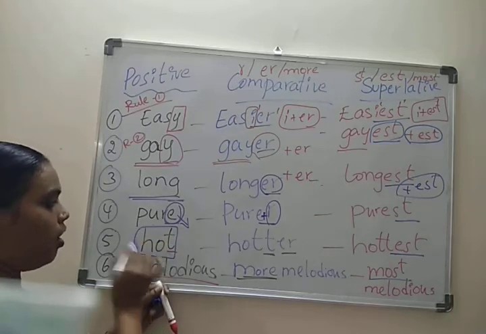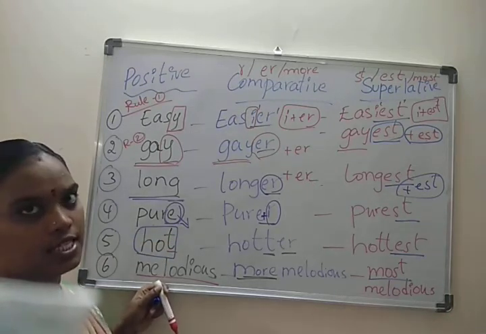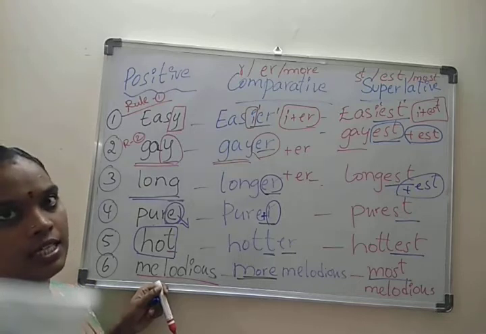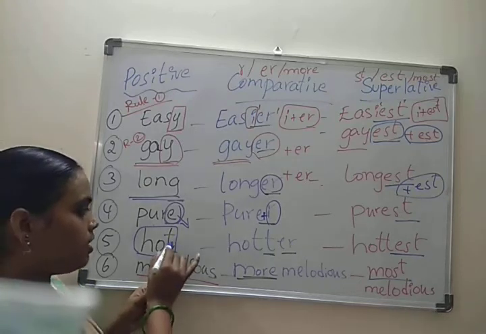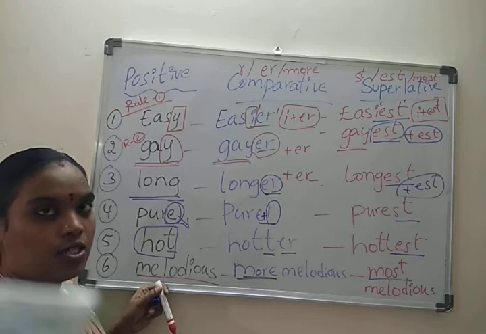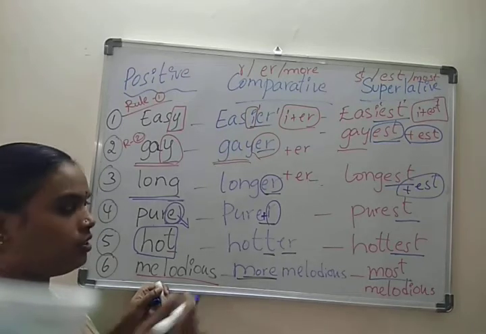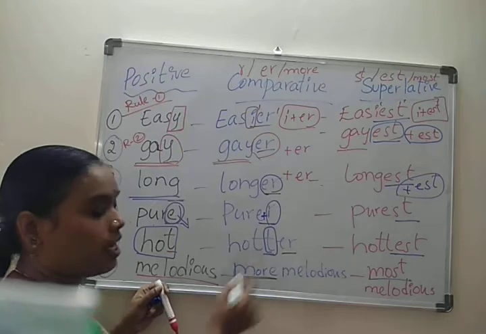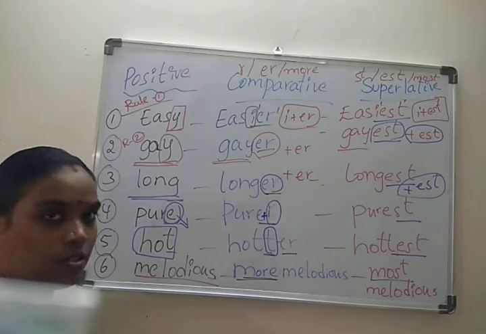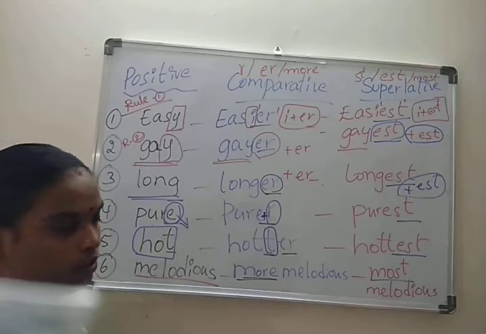Now coming to hot. This is also a single syllabic word, ending with a consonant. So what has it taken? It doubled. It doubled means take one more T, because it is a single syllable word.